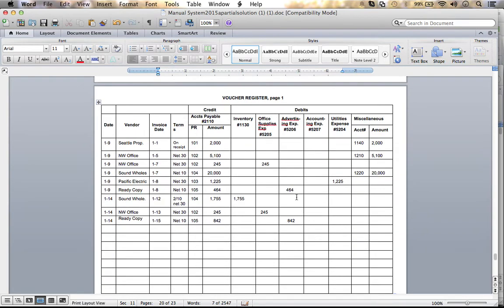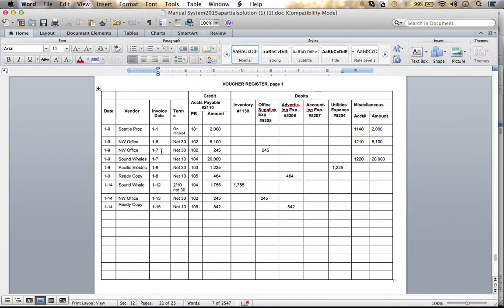I'm going too fast. So here it is, and I have quite a few entries in here for you. And there's the first one. Now the processing date of the transaction was the 9th. Seattle Property Management was the vendor. The invoice date was the 1st. The terms are on receipt, meaning that as soon as we receive the bill, we're supposed to cut a check. The amount was $2,000, so I'm going to debit prepaid rent, which it tells us in the requirement, which is account number 1140. And we'll credit accounts payable for $2,000.